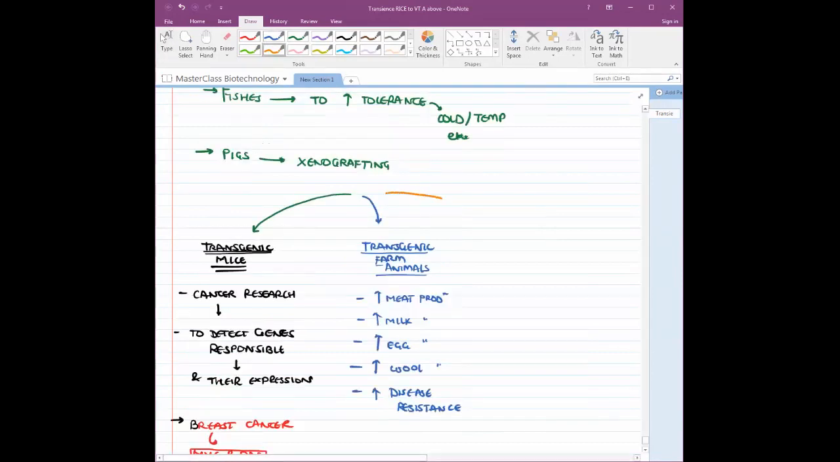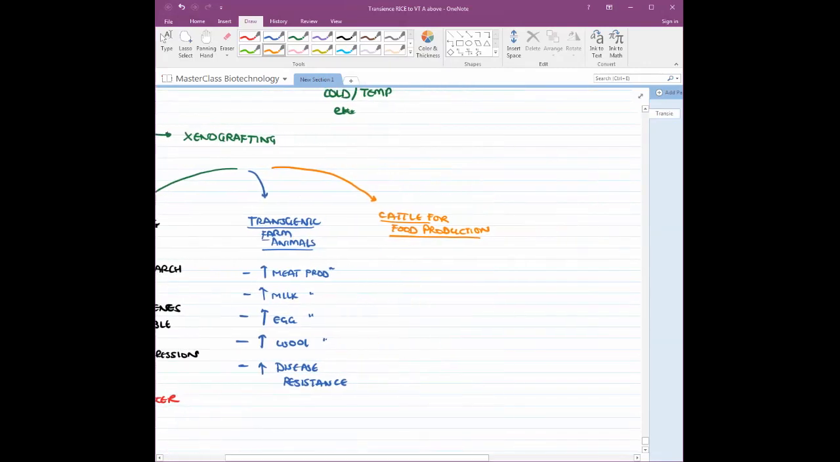Okay, but now let's try to see especially cattle for food production. So guys, for this food production, what are we going to generally do? We are going to look for bovine, meaning your cattle. Bovine beta casein, and we have kappa casein. So beta casein and kappa casein.